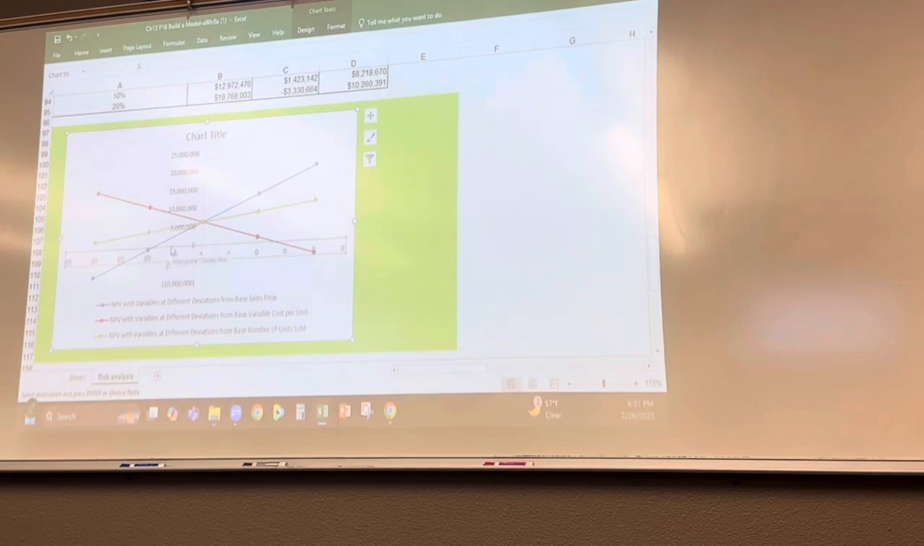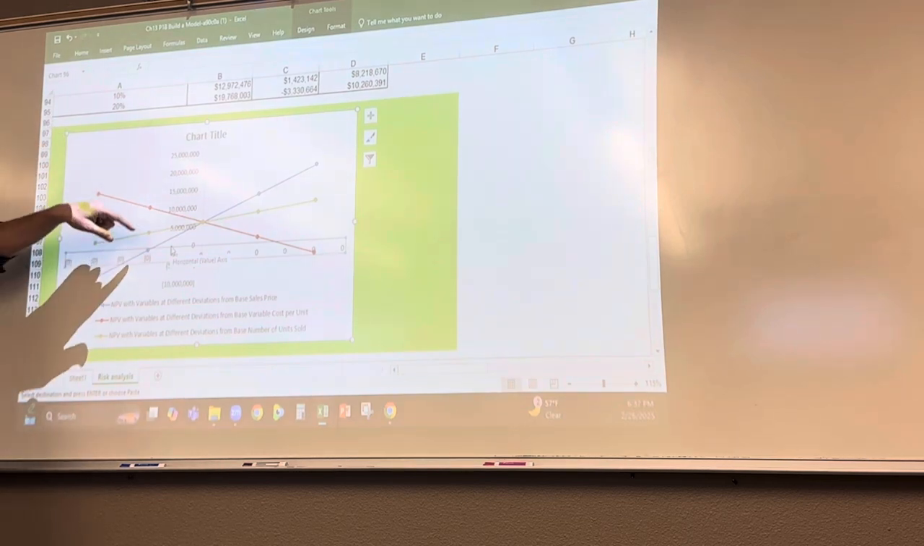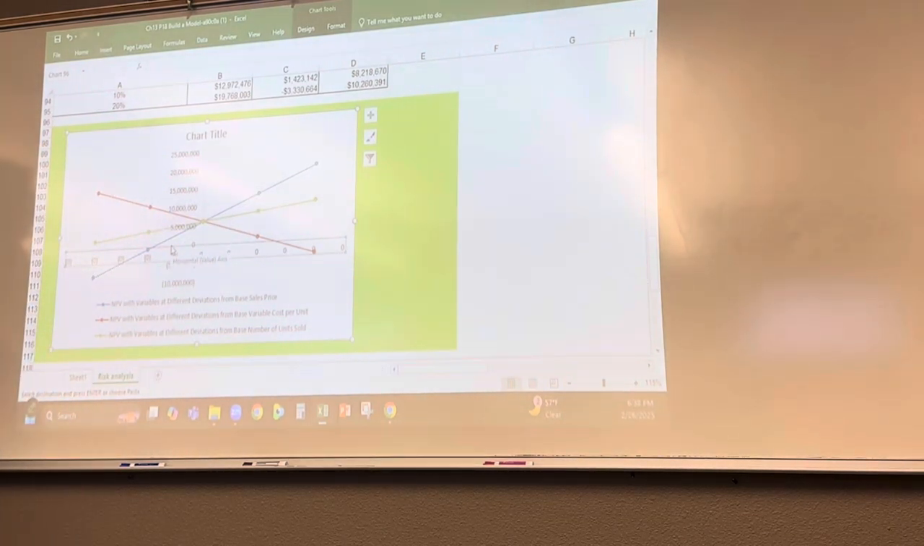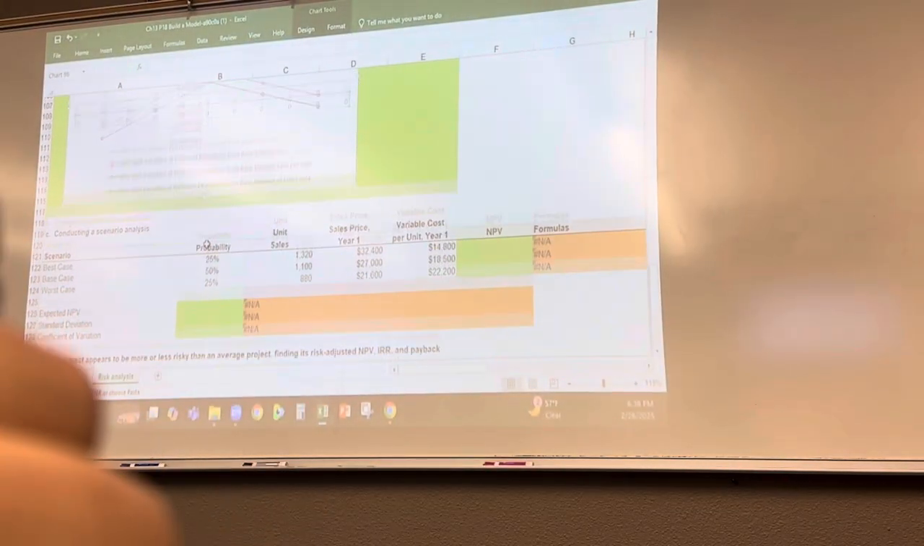So there's one that looks like this. That's what you're looking for. It's just insert, recommended chart, look for the one that has these lines like this. Questions on that? Okay. Oh, we're not even done yet.